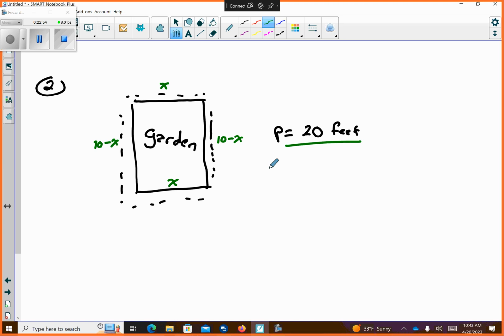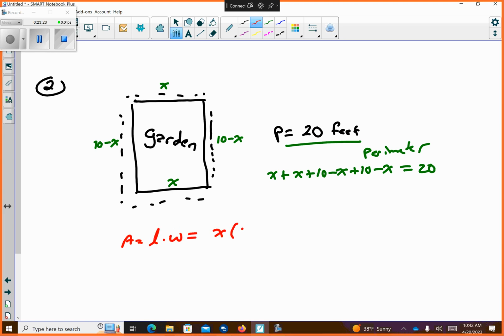So, if you think about it, my perimeter equation is x plus 10 minus x plus x plus 10 minus x, which equals 20. This is my perimeter as an equation. And if you worked it out, the x's cancel out and you get 10 plus 10, which is 20. Ta-da! All right. So in order to find the area of the garden, it is length times width. So we have x times 10 minus x.